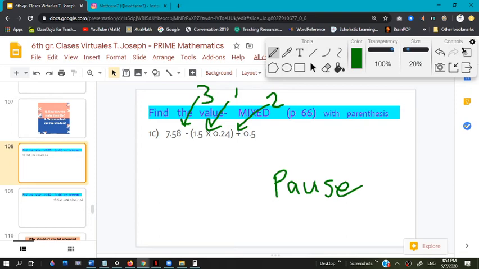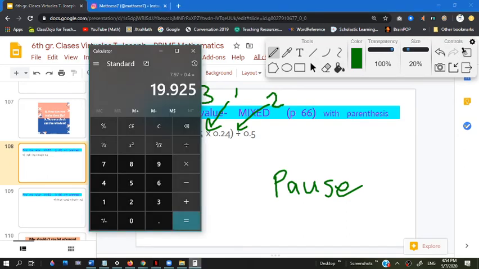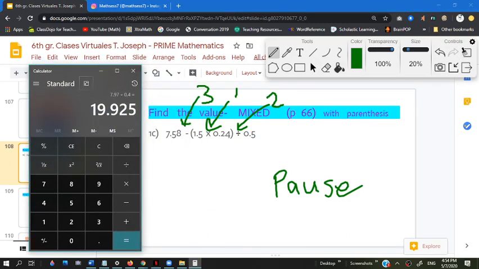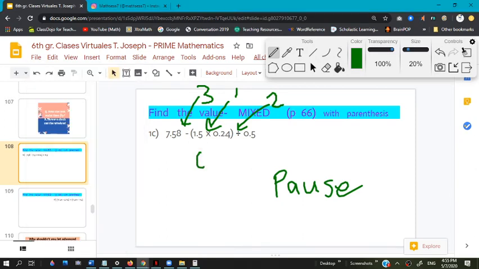All right, if you paused the video and did that problem, you came up with the following answer. I'm going to do part of this written and part of it on the calculator. 1.5 times 0.24 equals 0.36. Obviously it's less than 1 because they're both really small numbers. Then I'm going to divide by 0.5.